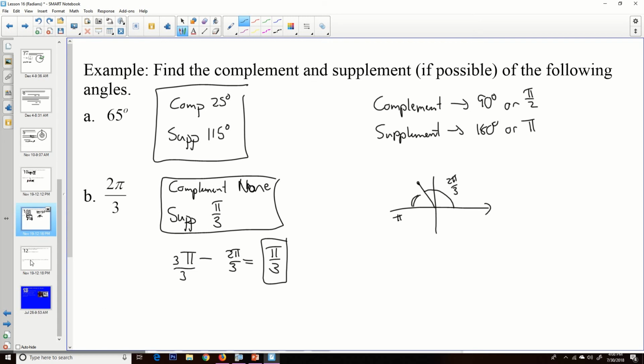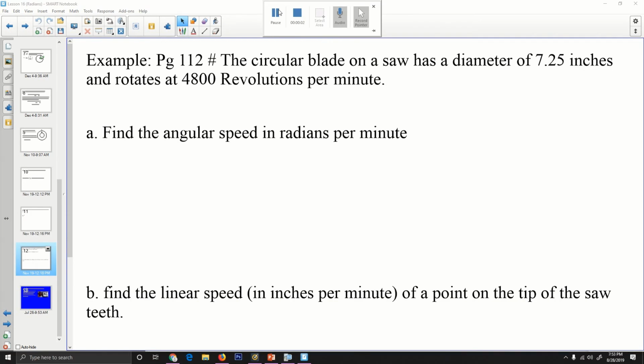All right, next one. Our last example here is from page 112. I'm not sure what number it is, I must have cut that off. But anyway, they're talking about a circular saw blade that has a diameter of 7.25 inches and it rotates at 4,800 revolutions per minute.